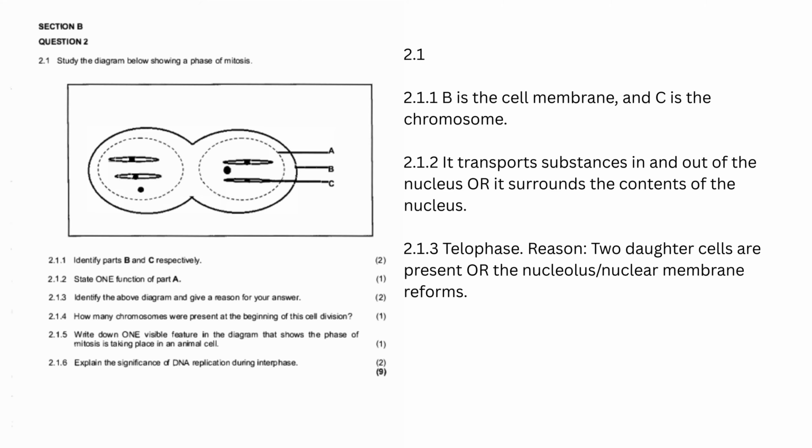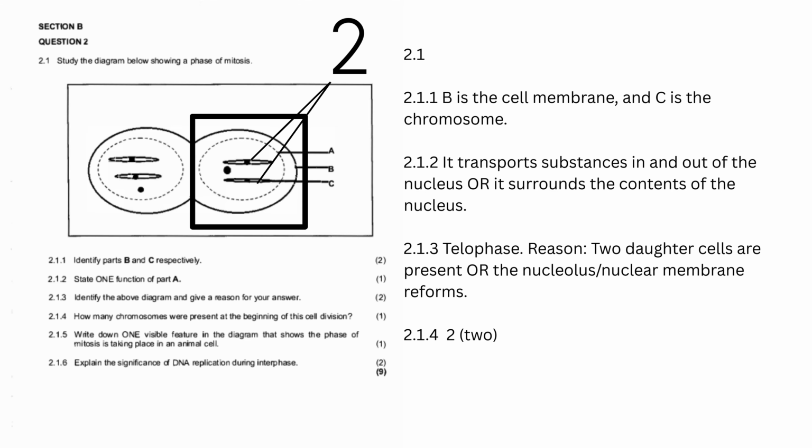2.1.4. Yes, 2.1.4. How many chromosomes were present at the beginning of the cell division? So at the beginning of the cell division, how many chromosomes were present? The answer is 2. Okay, so why is it 2? Here is a quick trick. Count the chromosomes in just one of the new daughter cells. Okay, you see 2 individual chromosomes there, right?